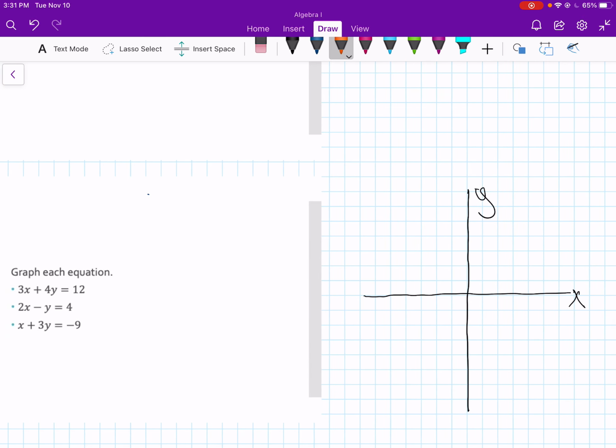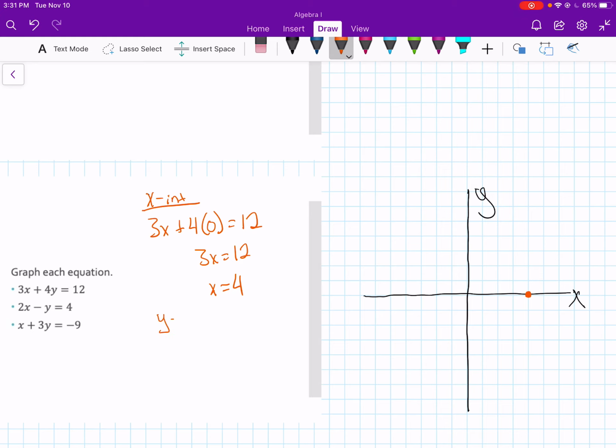On this first example, 3x plus 4y equals 12, let's find the x-intercept first. So to find the x-intercept, we plug in 0 for y and solve for x. So 3x equals 12, divide both sides by 3, x equals 4. So I'm going to graph that point, 4, 0, on my graph.